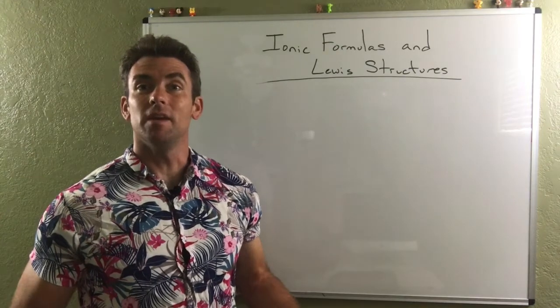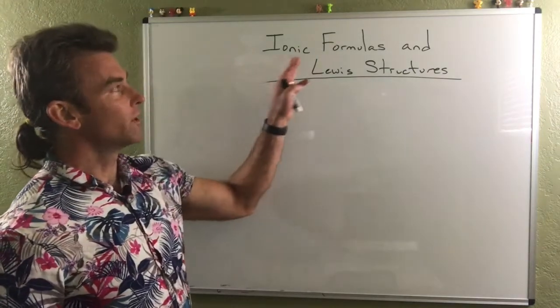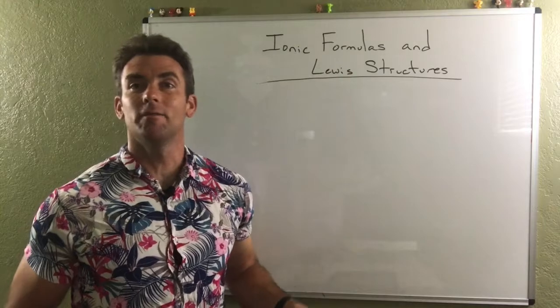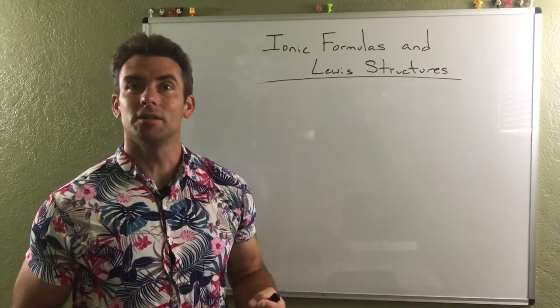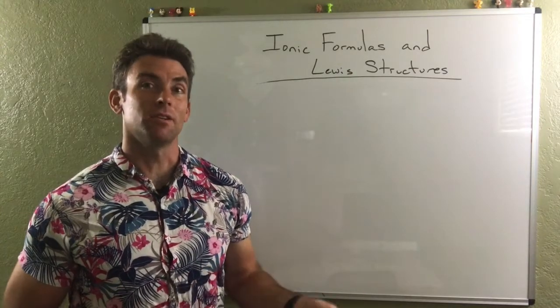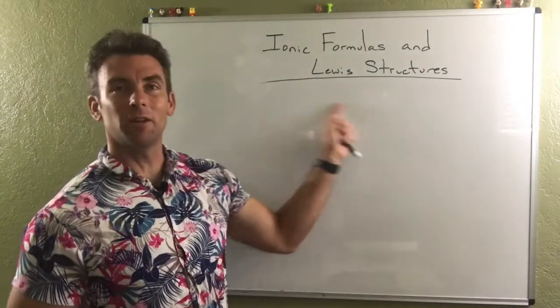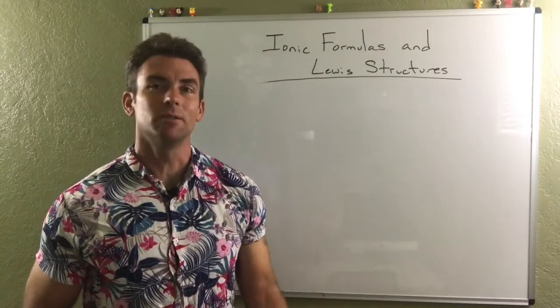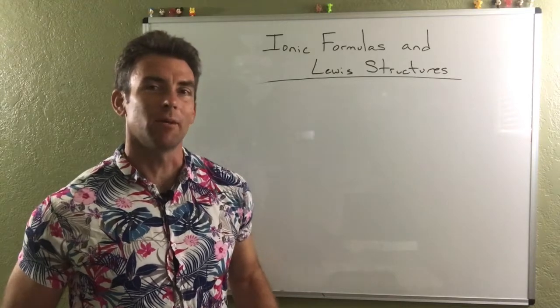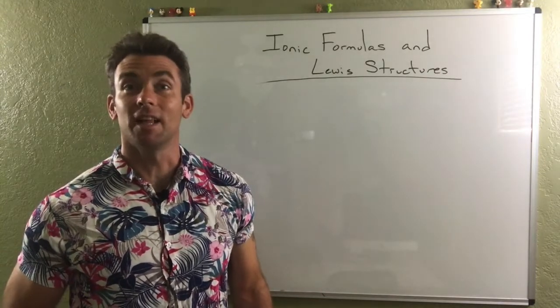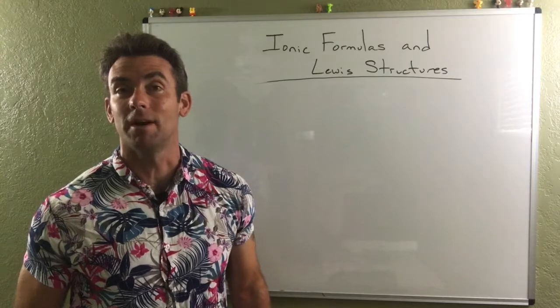This video is going to be a little bit more work with ionic formulas, how to make ionic formulas, how to figure out what the charge on the metal is, what the charge on the anion is. Also, we're going to talk a little bit about something called Lewis structures, who's a dead white guy that came up with this really cool way of representing valence electrons and writing structures of compounds.